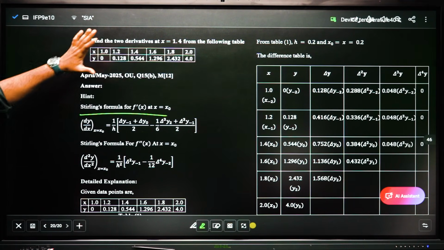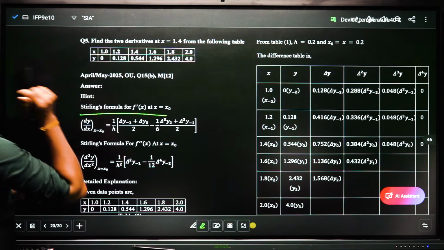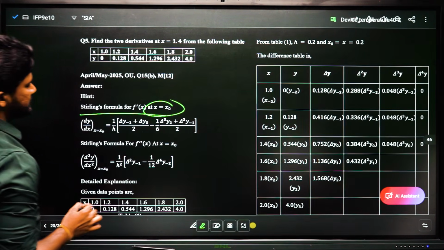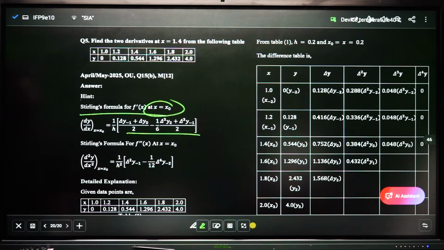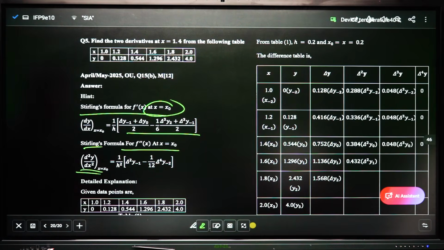Definitely 100% they will mention the method name. Okay, so Stirling formula, f dash of x at x equal to x naught. This is the formula for the Stirling method. So Stirling formula for f double dash of x at x equal to x naught, that is d square y by dx square at x equal to x naught is equal to, this is the condition.